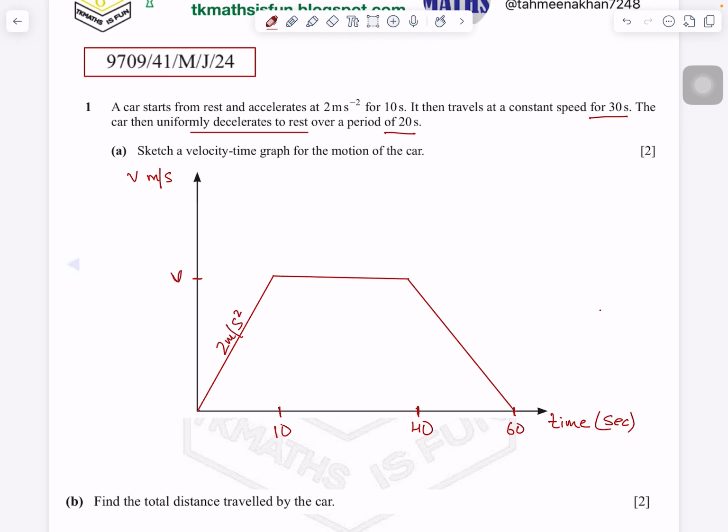So if I see at this point, which is the starting point, the coordinates are 0, 0, and here it is 10, v. So if you apply the gradient formula, you can easily calculate it very quickly: v minus 0 over 10 minus 0. And mentally also you can do it very easily. But sometimes students still get confused, so that's why I have shown the working here. So you can write here the velocity is 20. Okay, so this is how you will sketch it completely.